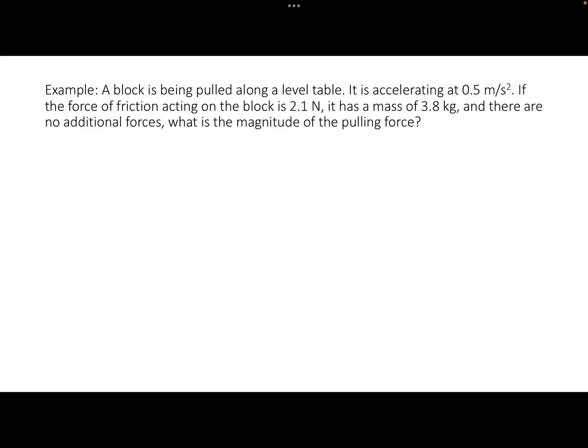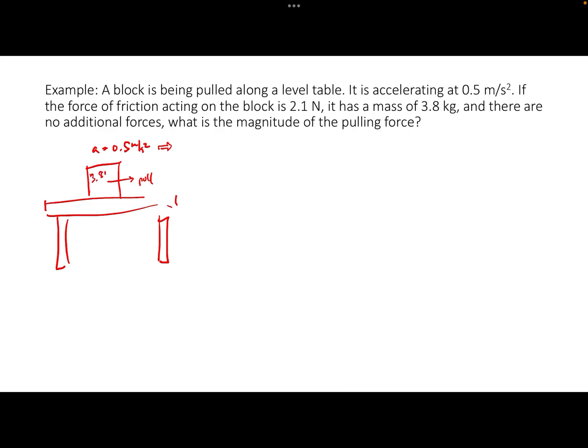So we'll draw a picture first. So we've got a table, and we've got our box on the table, and let's say it's being pulled to the right. And that's it. We don't have anything else going on here. I'm going to add that the acceleration is 0.5 meters per second squared. And we can assume that that force is to the right for reasons that we'll see in just a second. It has a mass of 3.8 kilograms. That's pretty much all we know.